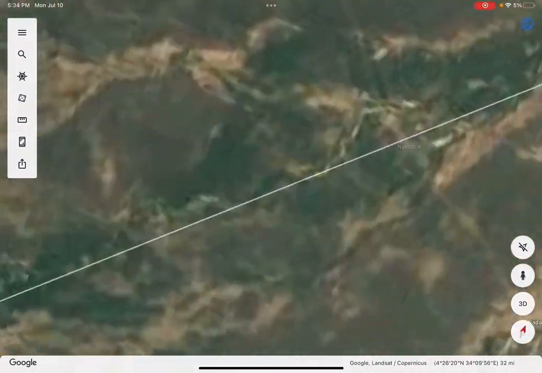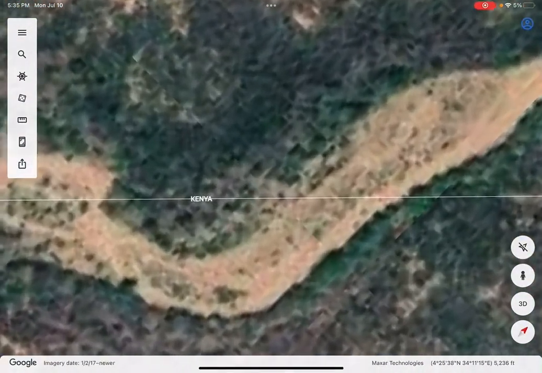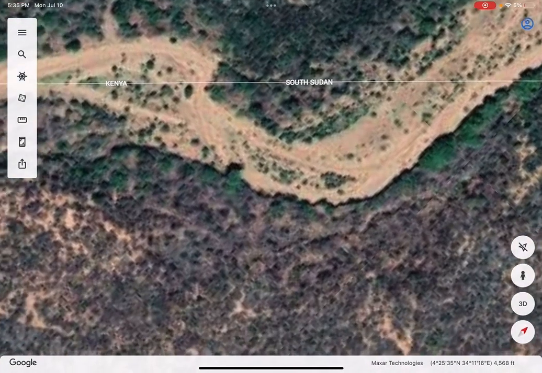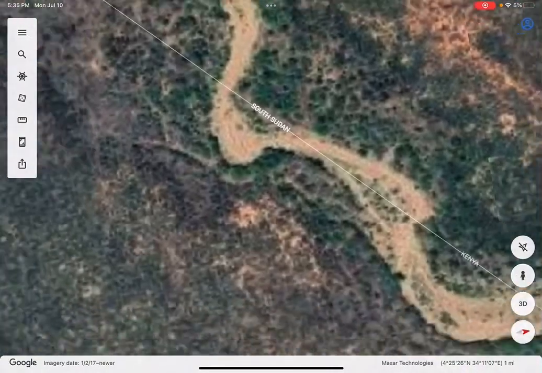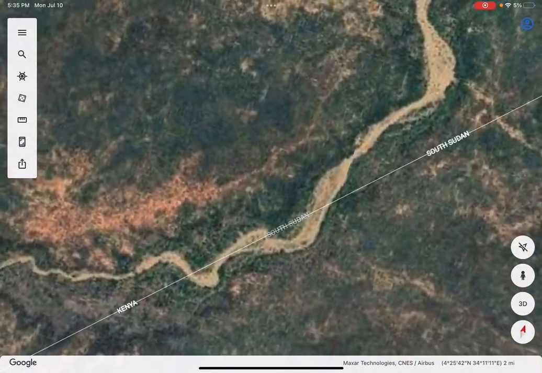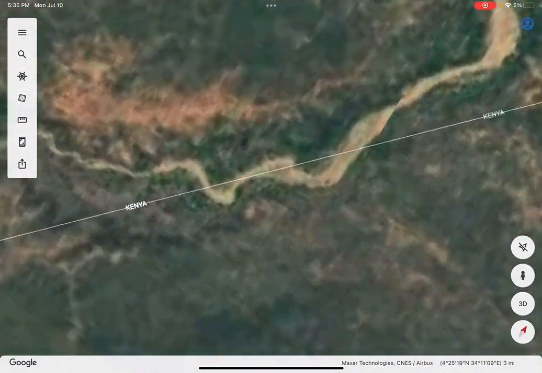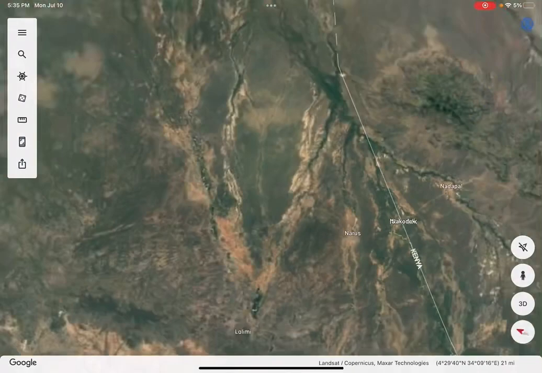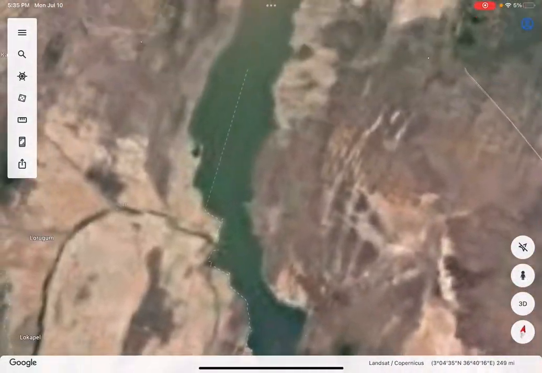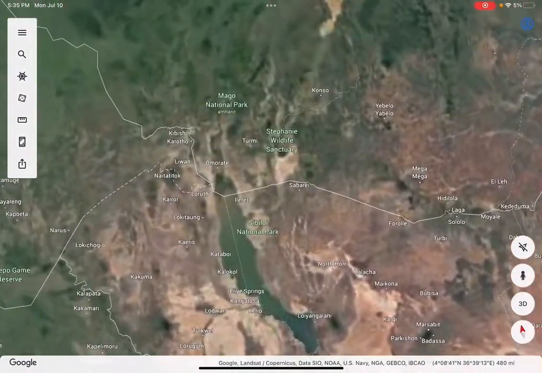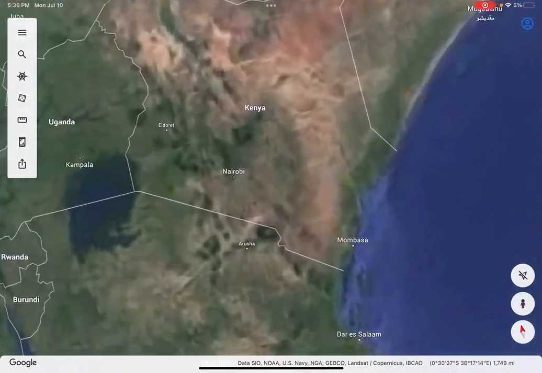Okay, let's see. This is the border with Kenya and South Sudan, and this is the river separating them. Kenya owns this side, and South Sudan owns this side. South Sudan doesn't own much of the river because Kenya owns much of it. Kenya is a pretty lucky country because they have a lot of water sources. They have Lake Victoria, they have Lake Turkana, which is a lake in Kenya and in Ethiopia a little bit. Kenya owns most of it though. They have so many other lakes too. They have the Indian Ocean.